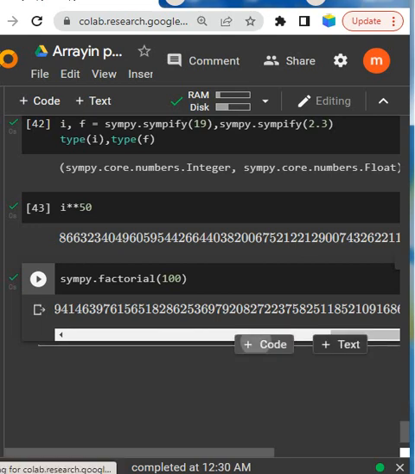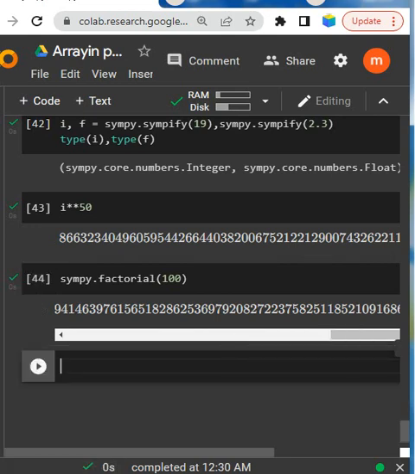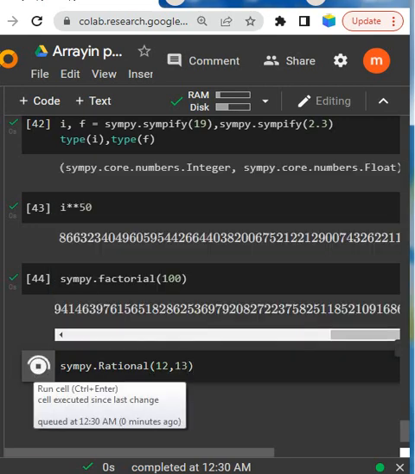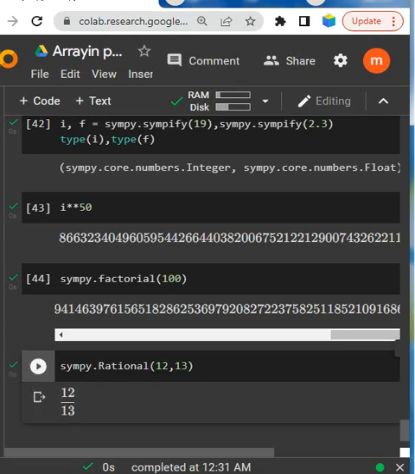And now look here, can I write any rational numbers? So you can write here sympy.Rational, and just write 12 comma 13. Is it possible to write here? So yes, it has been written. Similarly, we can create two variables and we can easily multiply and get fractions. These are very beautiful. So this is a way to understand.